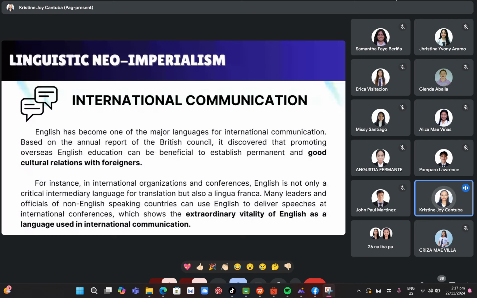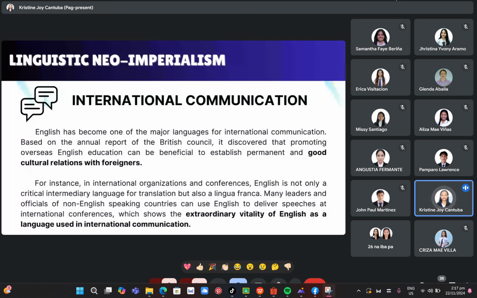Linguistic neo-imperialism in the domain of international communication. English has become one of the major languages for international communication. In global communications, English has unquestionably become the first choice language, not only because people worldwide choose it voluntarily. It is also the result of nearly 100 years of relentless efforts by Britain and the United States to promote English worldwide. And based on the annual reports of the British Council, it is discovered that promoting overseas English education can be beneficial to establish permanent and good cultural relations with foreigners.